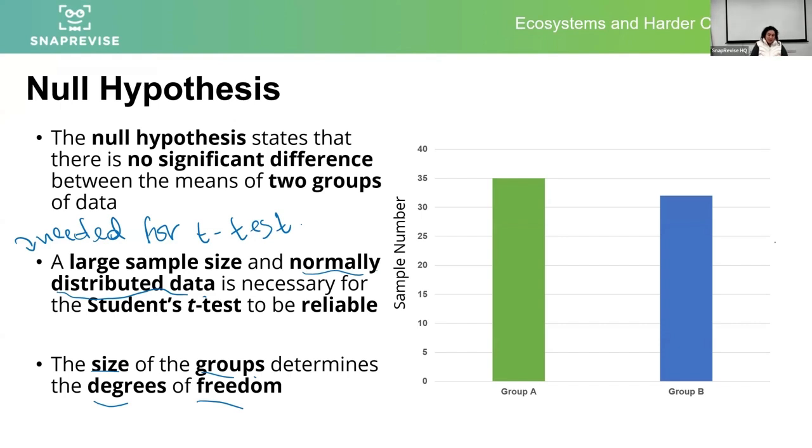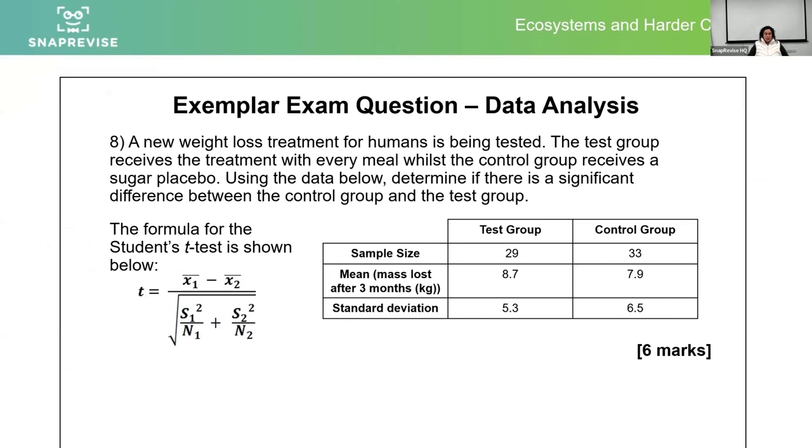I also need to have similar sample sizes in the two groups. I can't measure 10 individuals in one and 1,000 individuals in the other. Let's see an example, a relatively simple example, straightforward, but a lot of work.